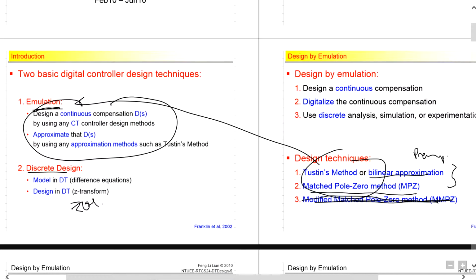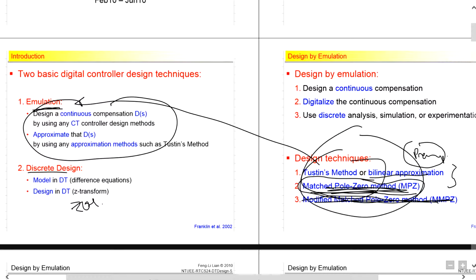So in the previous part of our videos, we talked about pre-warping in lecture 8. Then in lecture 9 and the previous videos, we talked about the matched pole-zero method. These design techniques, as in the introduction, are also called emulation, because you are changing your digital signal a bit in order to alter it such that it is better.